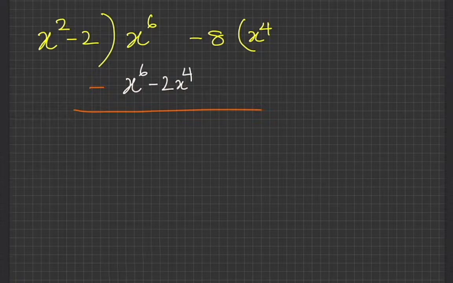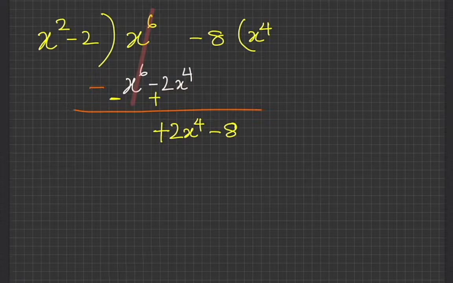So I have a positive x to the power 6. Now that's going to become a negative. And then I have a negative 2x to the power 4. Now that's going to become positive. And x to the power 6 minus x to the power 6 cancels out. So I'm left with plus 2x to the power 4. And I'm going to bring down negative 8.